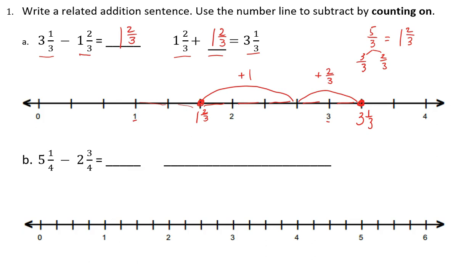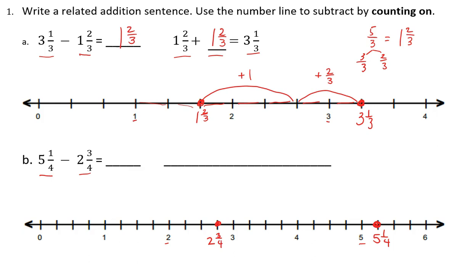Let's look at another example. Here I have 5 1/4 minus 2 3/4. I'll start by finding 5 1/4 on the number line. So here's 5 wholes. This would be 5 1/4. Now I'm going to find 2 3/4. So here's 2 wholes. I move over 3 sections, and there's 2 3/4.